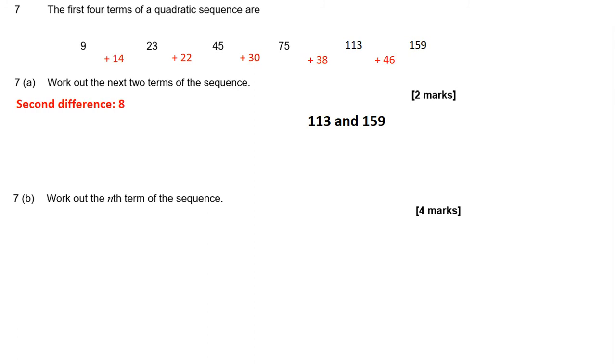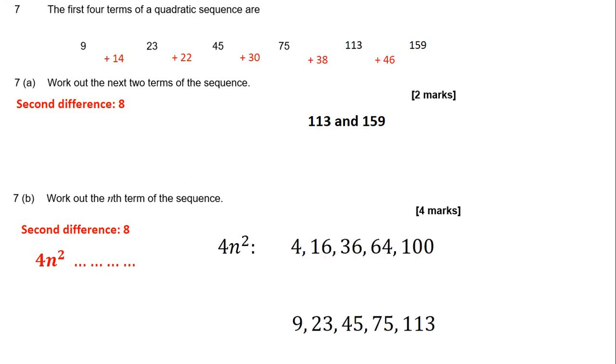Now, for the nth term, we're going to need to be using the second difference again. We halve the second difference to get 4n squared in our formula. It will now help to compare the 4n squared sequence with the one that we've been given. And we're going to look at each time what we have to do to the 4n squared sequence to get to the sequence we want.